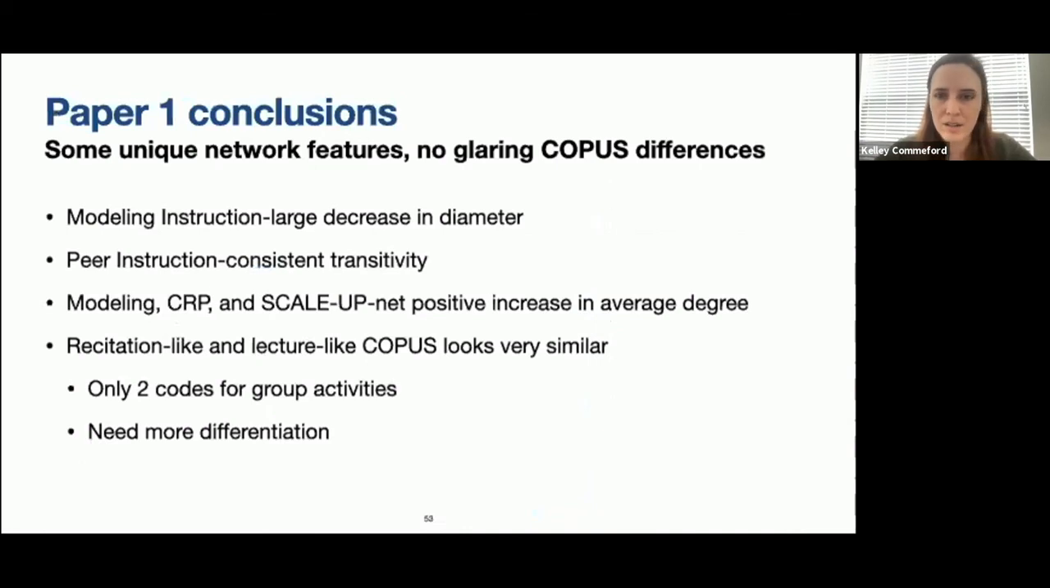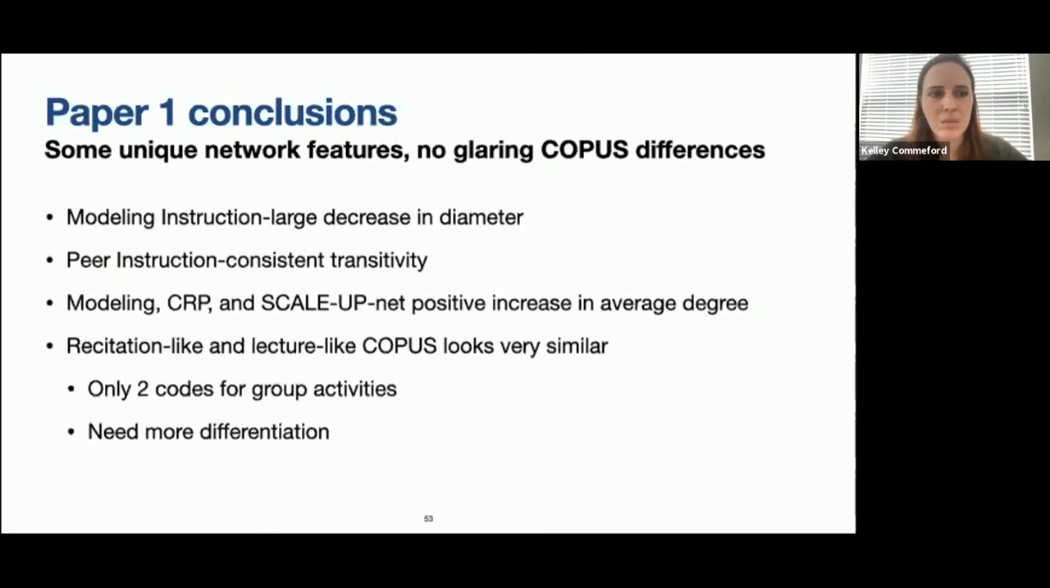In conclusion, from paper number 1, modeling instruction, we saw a large decrease in diameter. Peer instruction had consistent transitivity. Modeling, context-rich problems, and scale-up had a positive increase in average degree. But looking at our COPUS observations, all of the recitation-like and lecture-like COPUS look very similar at first glance.